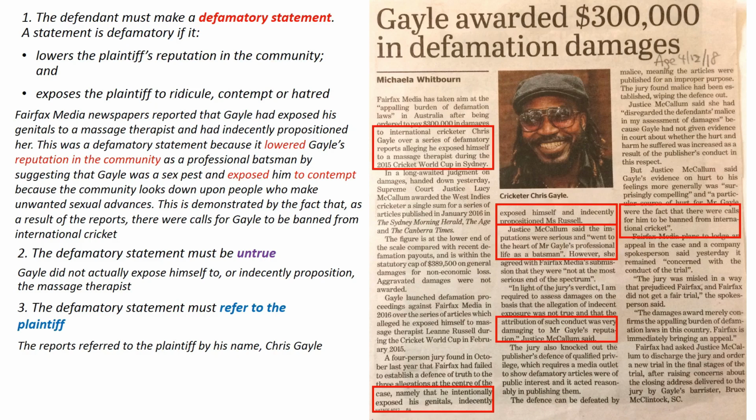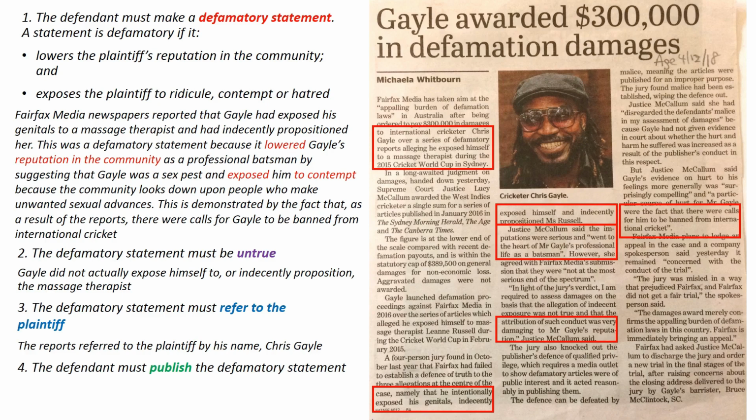And the fourth requirement for defamation is that the defendant published the defamatory statement. That is, that the defendant communicated the defamatory statement either in writing or verbally to the general public or a smaller group.